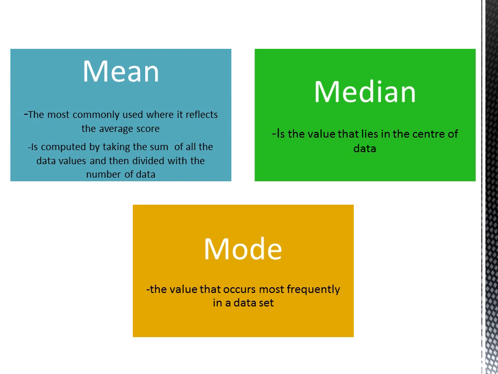Alright, so next one is median. Median is the value that lies in the center of data. Median is the center of data, so it lies in the middle of the data. And the last one is mode. Mode is the value that occurs most frequently in a data set, so the highest number of frequency. So it is a mode.